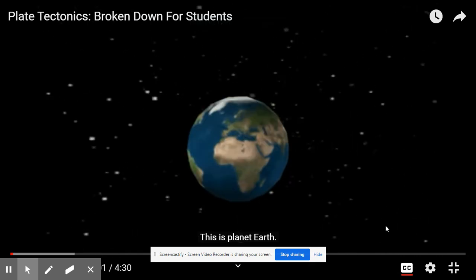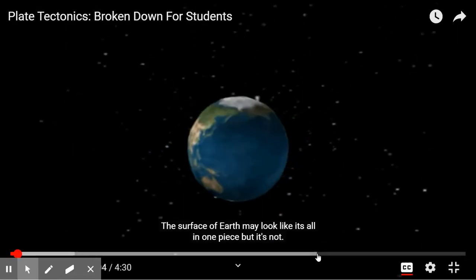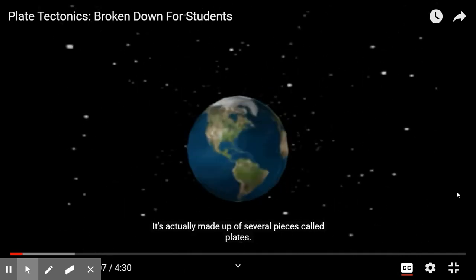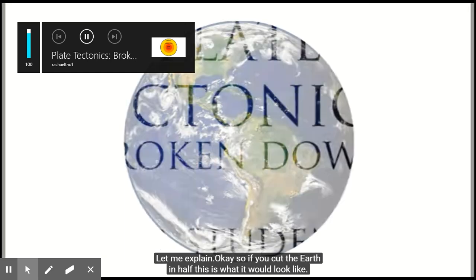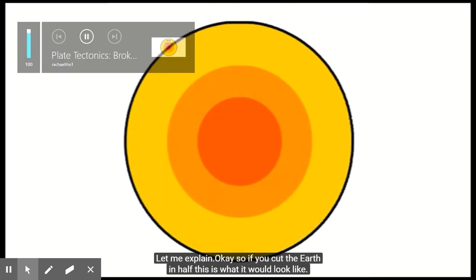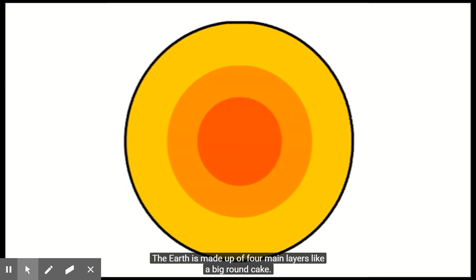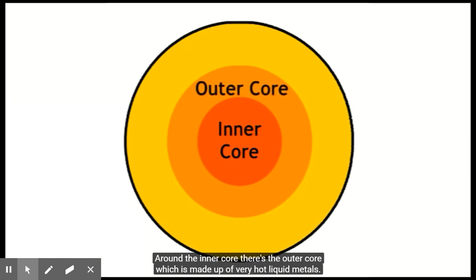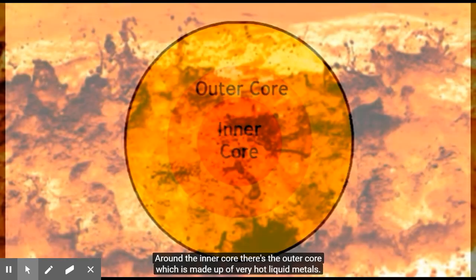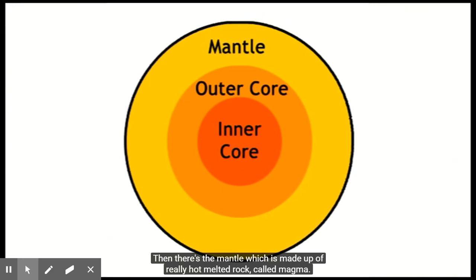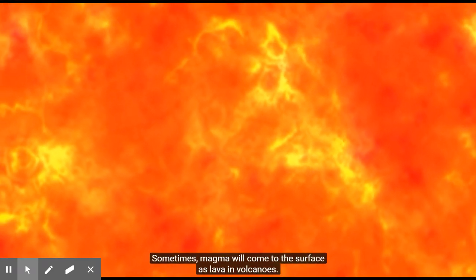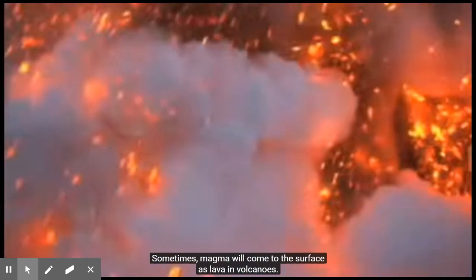This is planet Earth. The surface of Earth may look like it's all in one piece, but it's not. It's actually made up of several pieces called plates. Let me explain. Okay, so if you cut the Earth in half, this is what it would look like. The Earth is made up of 4 main layers, like a big round cake. The inner layer is called the inner core, which is a hard ball of hot metals. Around the inner core, there's the outer core, which is made up of very hot liquid metals. Then there's the mantle, which is made up of really hot melted rock, called magma. Sometimes, magma will come to the surface as lava in volcanoes.